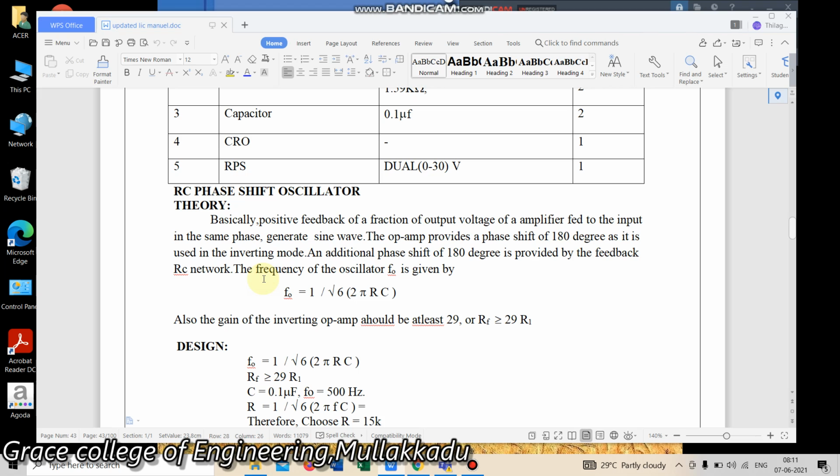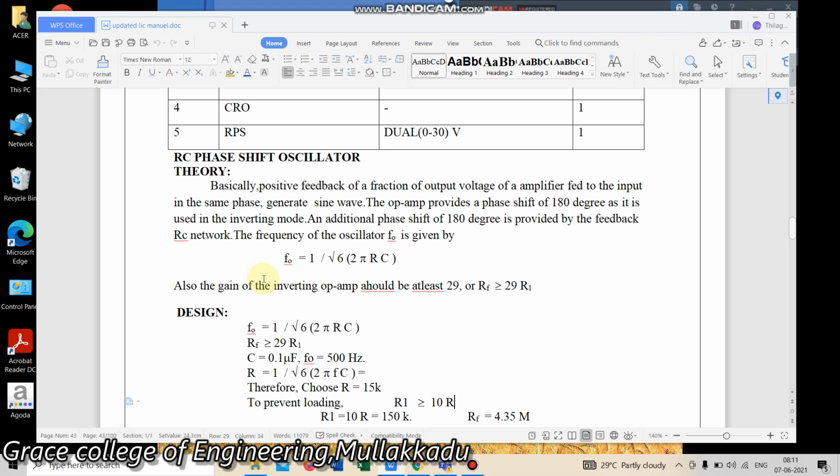The RC phase shift oscillator frequency is f0 = 1 divided by root of 6 into 2 pi RC. The gain should always be approximately equal to 29. Therefore, the condition for design is RF should be greater than or equal to 29 R1. Taking this into consideration, we are going to design the RC phase shift oscillator.